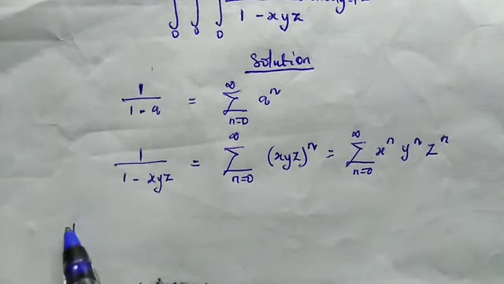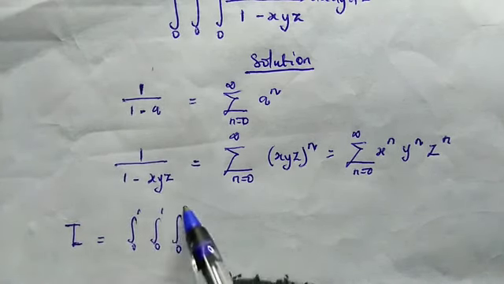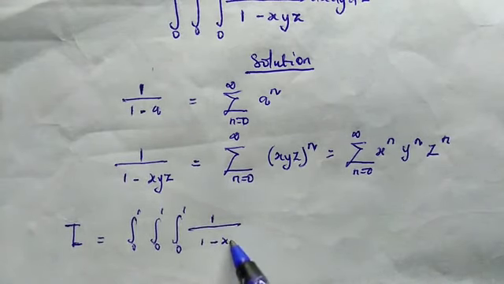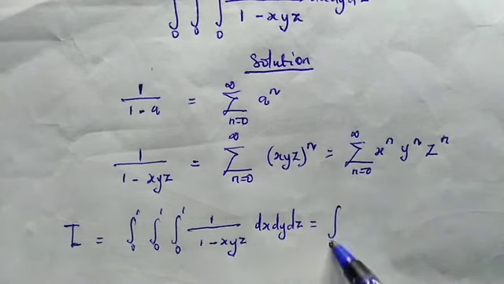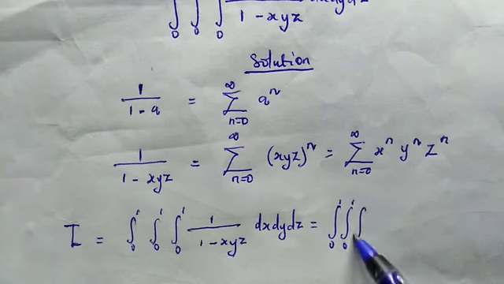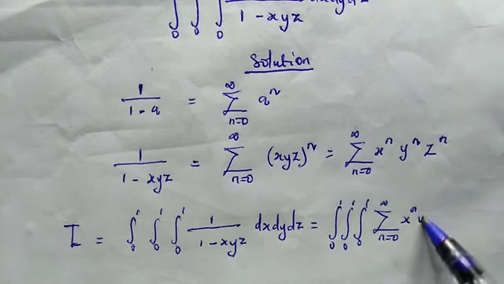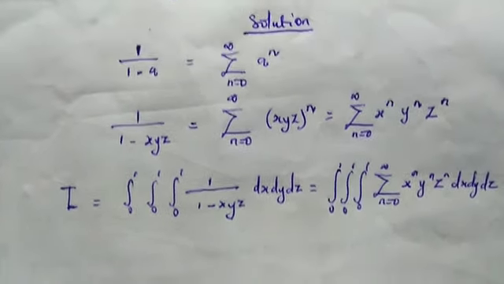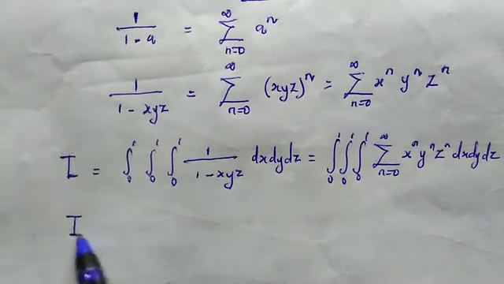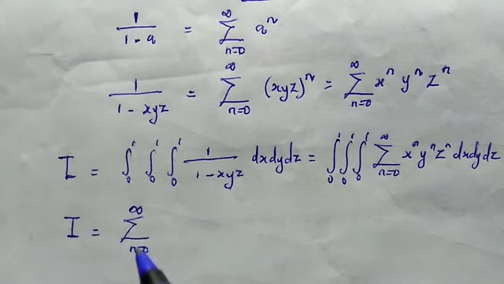So if we call our integral I, the integral from 0 to 1, from 0 to 1, from 0 to 1 of 1 over 1 minus xyz dx dy dz, this is equal to the integral from 0 to 1, integral from 0 to 1, integral from 0 to 1 of the sum from 0 to infinity of x to the power of n times y to the power of n times z to the power of n, dx dy dz. So here, we can write the sum outside, n goes from 0 to infinity.